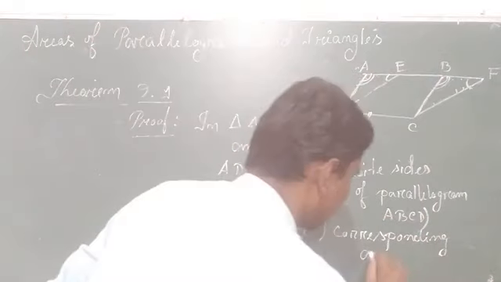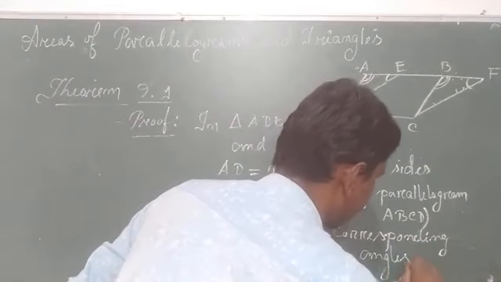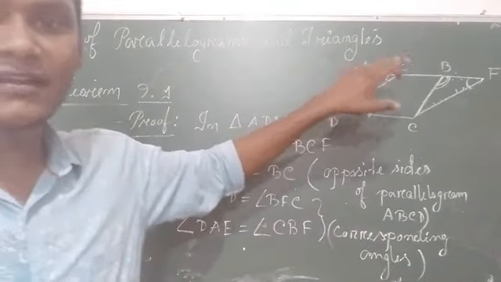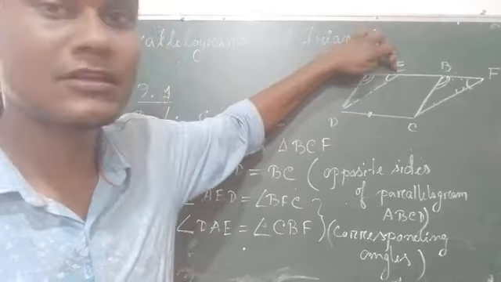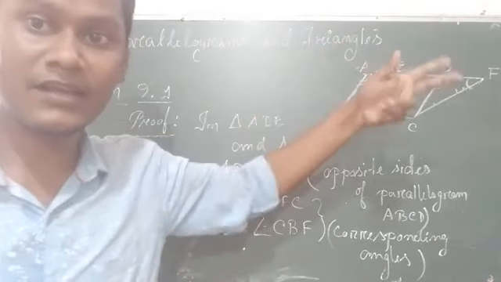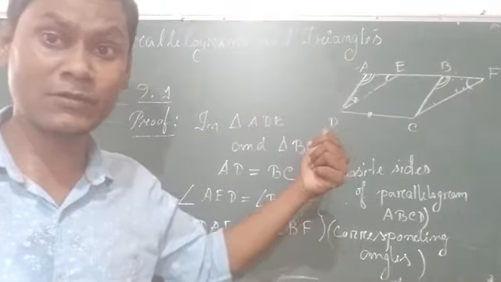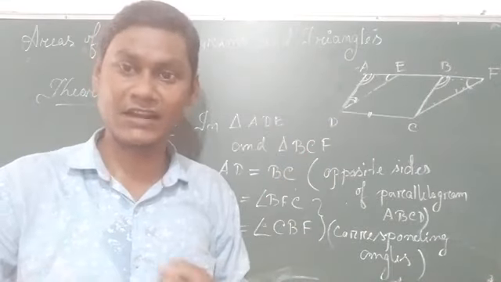Corresponding angles. So both are corresponding angles. Now in this particular triangle, these two angles are equal. So in a triangle, if two angles are equal, then the third angle will automatically be equal, because the sum of all three angles is 180 degrees.